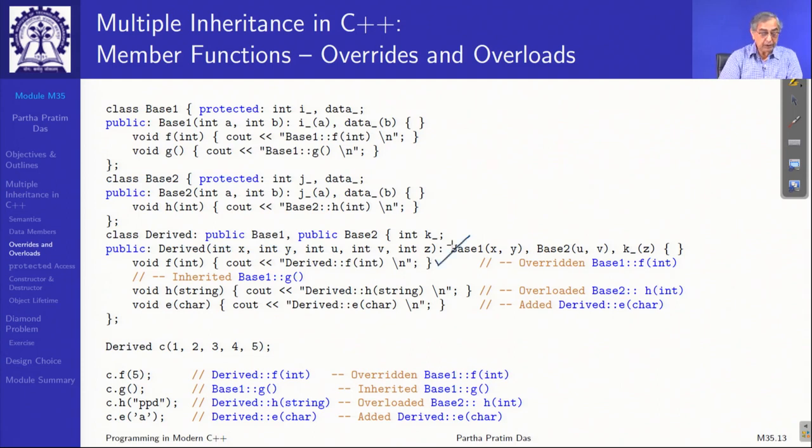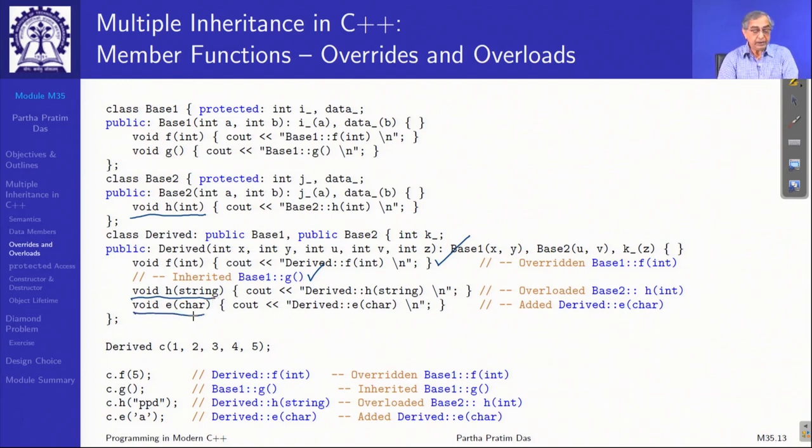It has put an f which has the same signature as Base1::f, the int signature. So, it is actually inheriting and then overriding the function. Right? It has not put any definition for g. So, it simply inherits Base1::g. It inherits h from base 2, but changes the signature to string. So, it is overloading Base2::h, and it has added a new member function e.